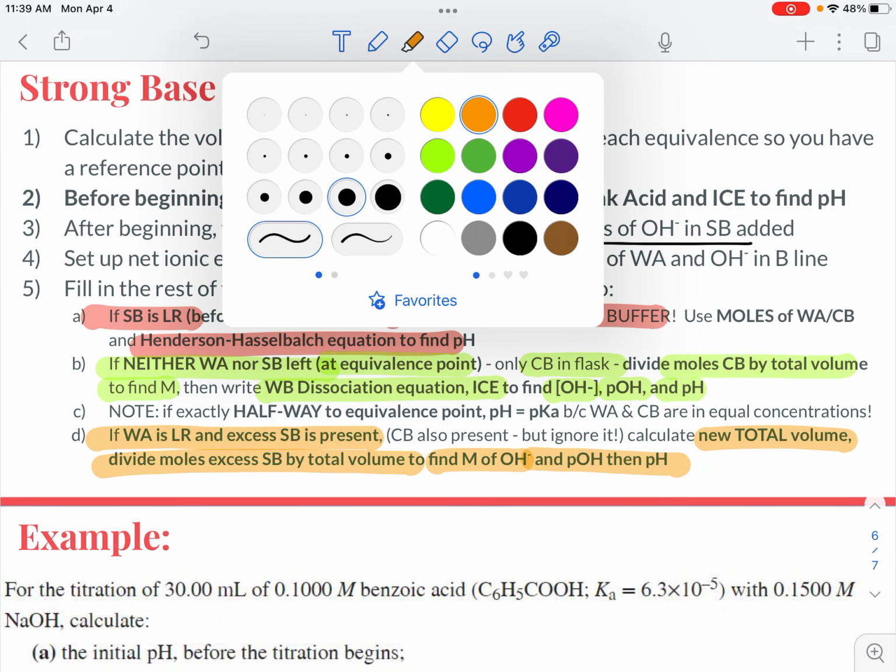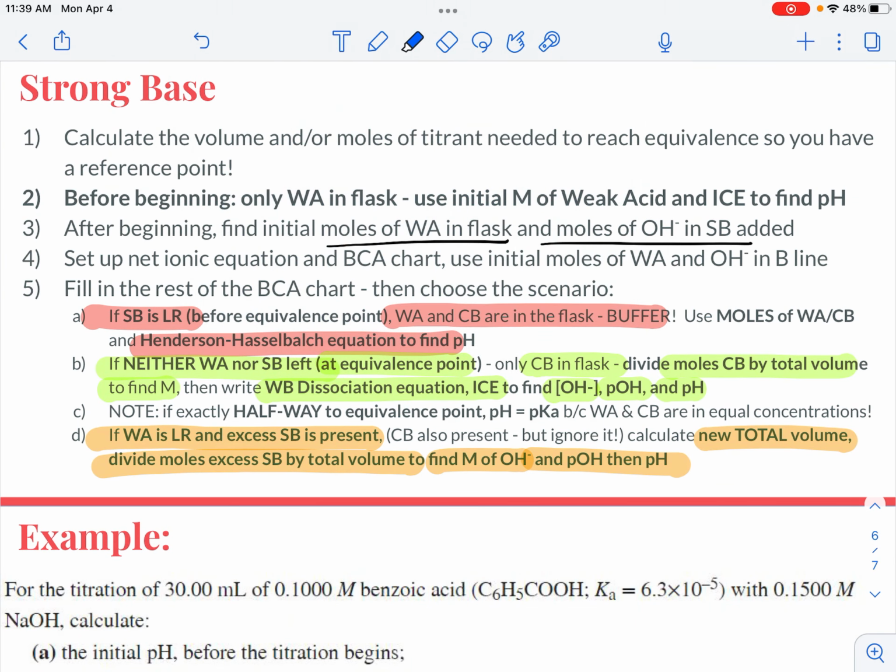And now I want to talk about something really cool that's special here, and that is if you are exactly at halfway to equivalence, pH equals pKa. And this would be because you've put in exactly half as many moles of your strong as you had of your weak. And so you have half of the weak left and the same exact amount of conjugate base formed. So they're in equal concentrations. And the numerator and the denominator in Henderson-Hasselbalch will be equal. So your pH would equal pKa.